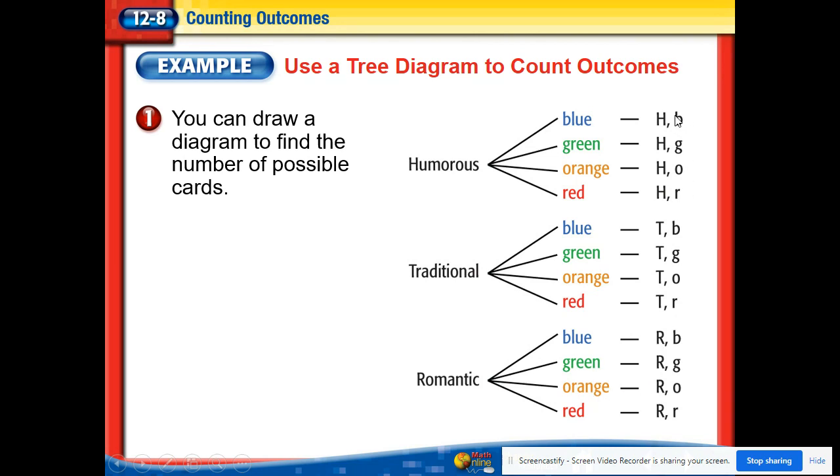By doing all of this, we can now see how many total different possibilities we have. And we have 12 of them. So there's 12 possible cards. Now let's use this to find a probability.